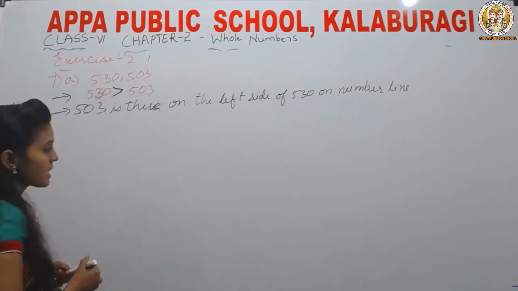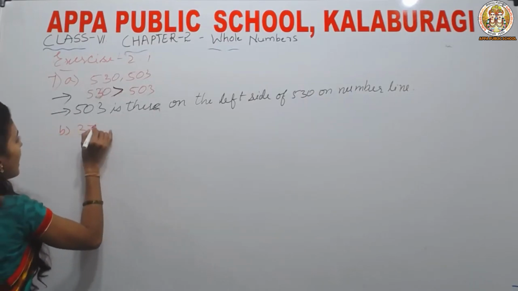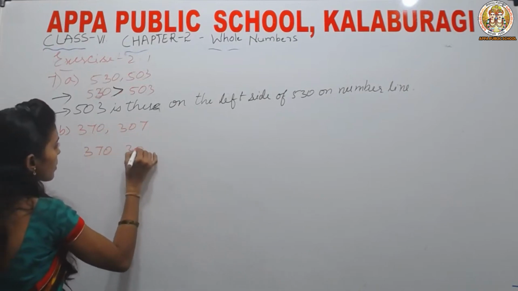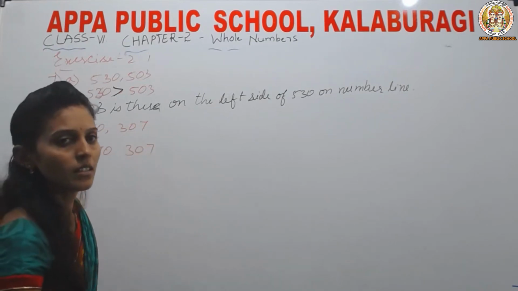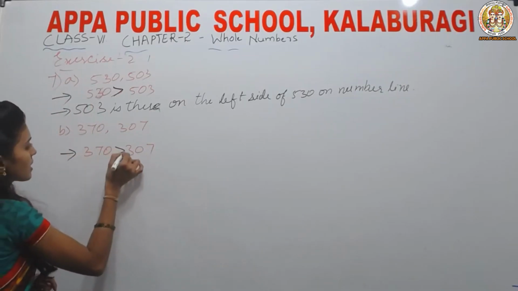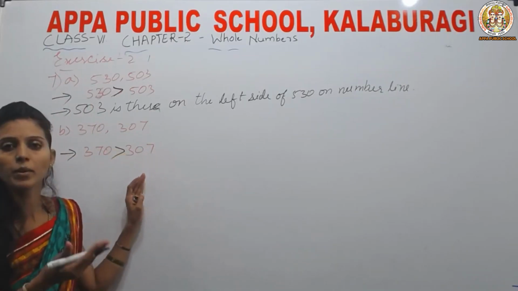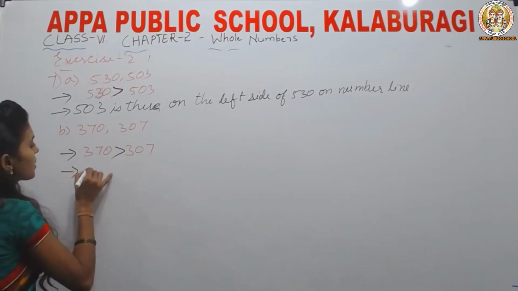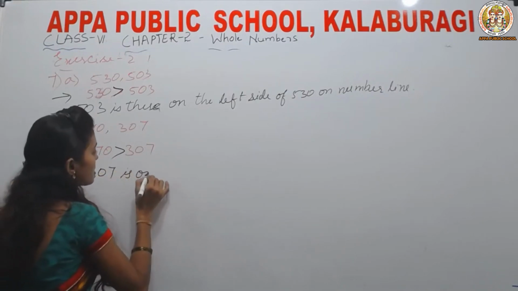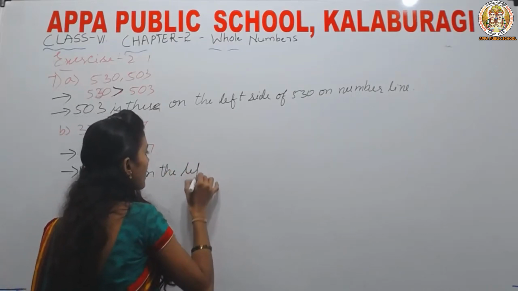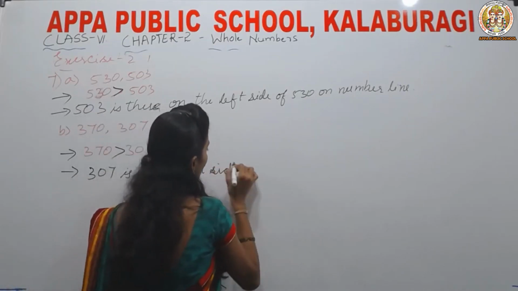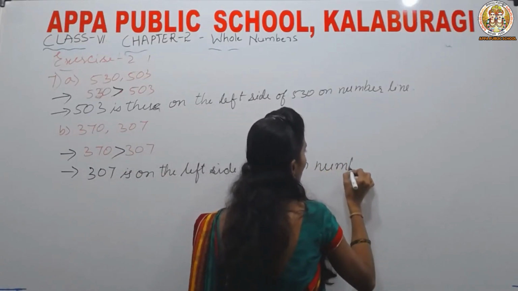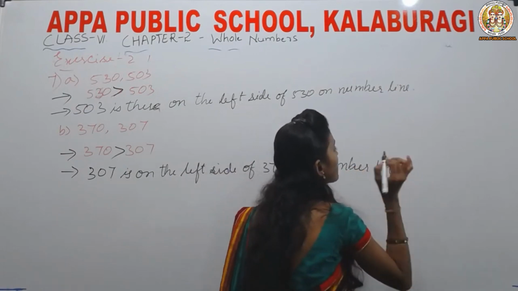Next number is 370 and 307. Which is smaller, which is greater? Obviously, 370 is greater than 307. So the smaller number will be on the left side. So which is on the left side now? It is 307. So therefore, 307 is on the left side of 370 on the number line.